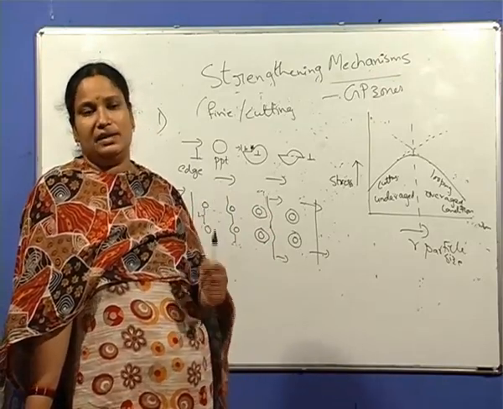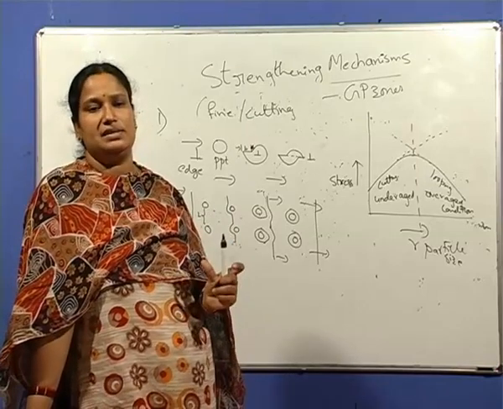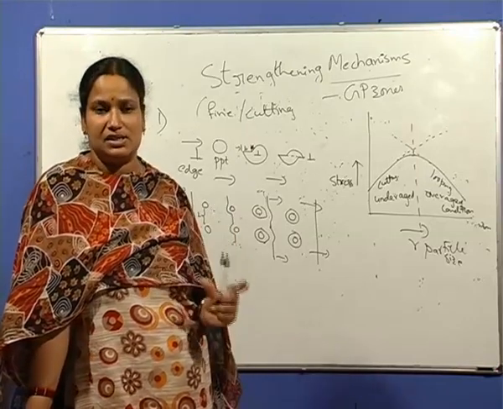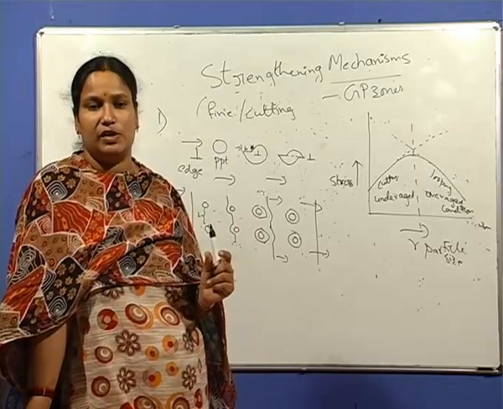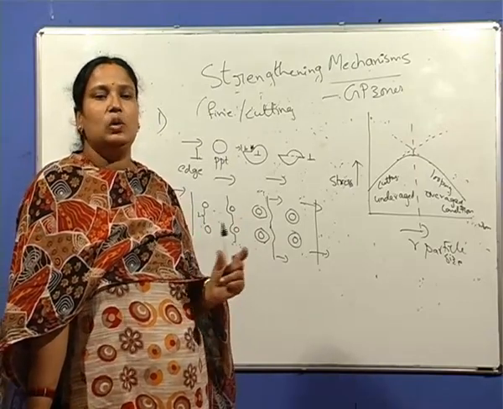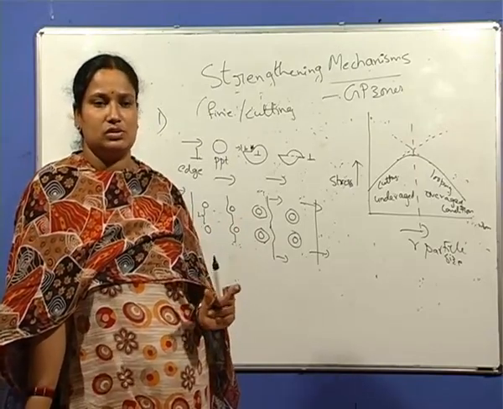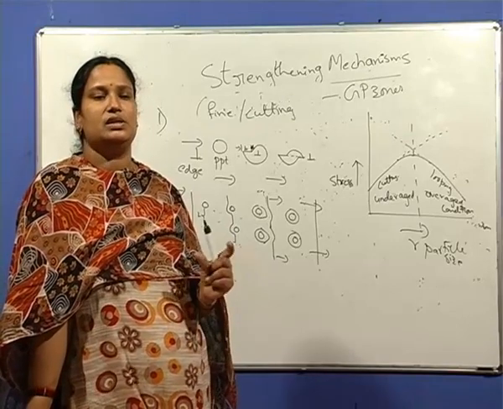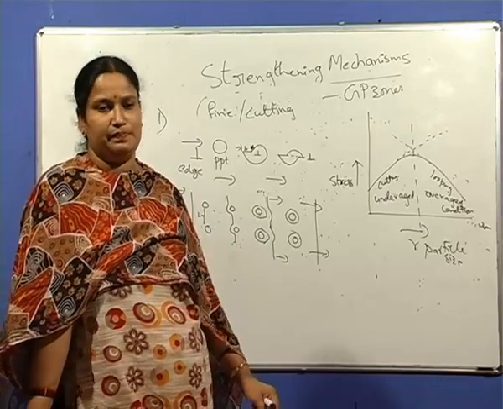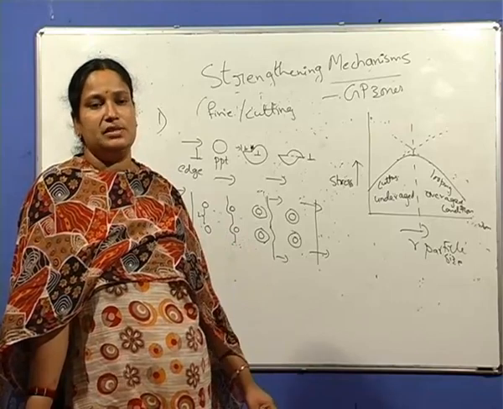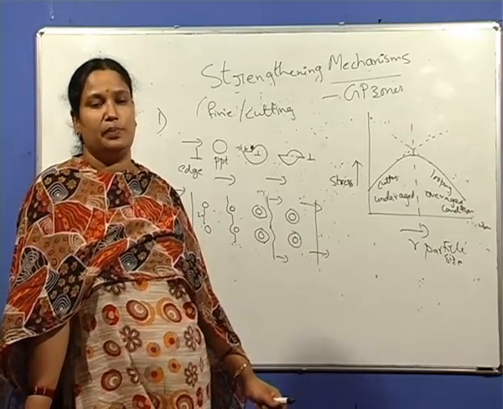The two mechanisms that operate are the cutting mechanism, where the dislocation cuts the precipitate particle when it is very, very fine, and the looping mechanism, when the precipitate is coarse and the dislocation bends around the precipitate to bypass it. That looping mechanism is also known as the Orowan looping mechanism.